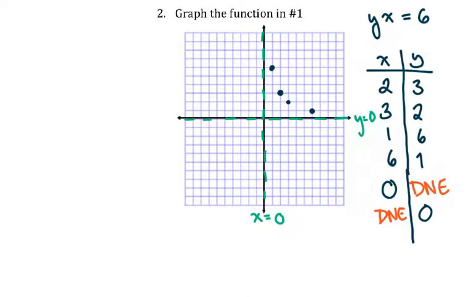Remember, that means that the graph can't cross. So when I'm drawing my graph, I get kind of close to the x-axis and the y-axis, going through those points, but I'm never actually allowed to cross it. So we have both vertical and horizontal asymptotes here.